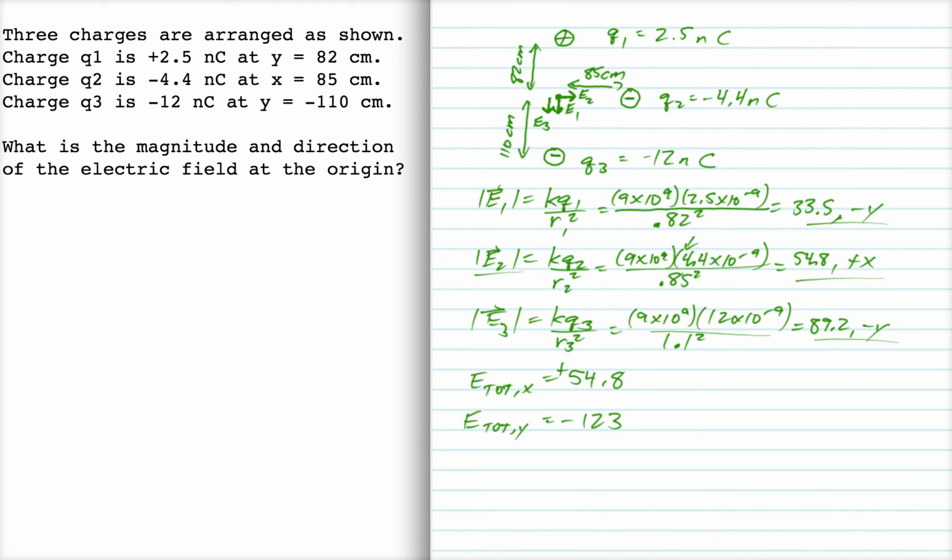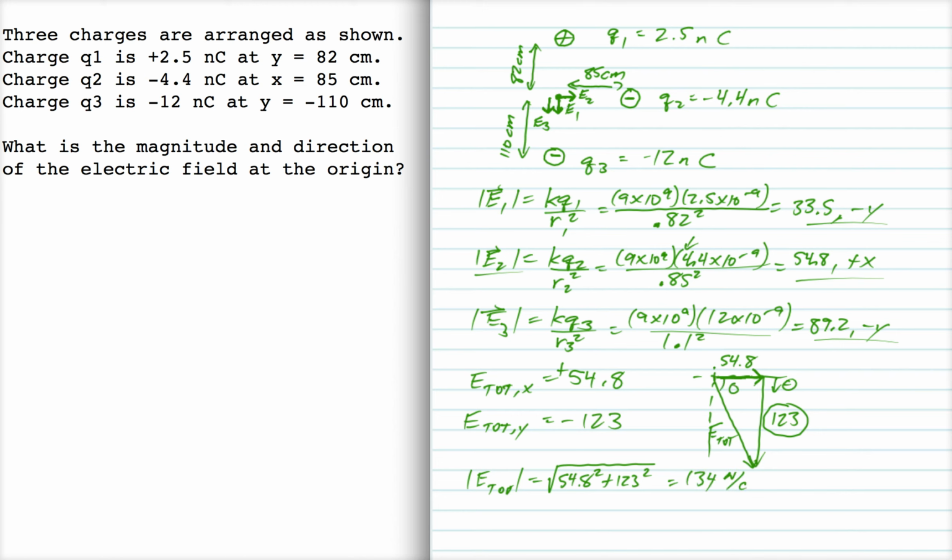Okay, so to calculate the total electric field, I draw myself a little Cartesian coordinate system, and I go 54.8 in the positive x direction, and I go 123 in the negative y direction. Notice that this is positive now, but the fact that it's in the minus y direction, I've drawn that in, so there's your negative information. I'm trying to find the hypotenuse here, E total. So the magnitude of E total is found with the Pythagorean theorem, and that's going to be 134 newtons per coulomb.